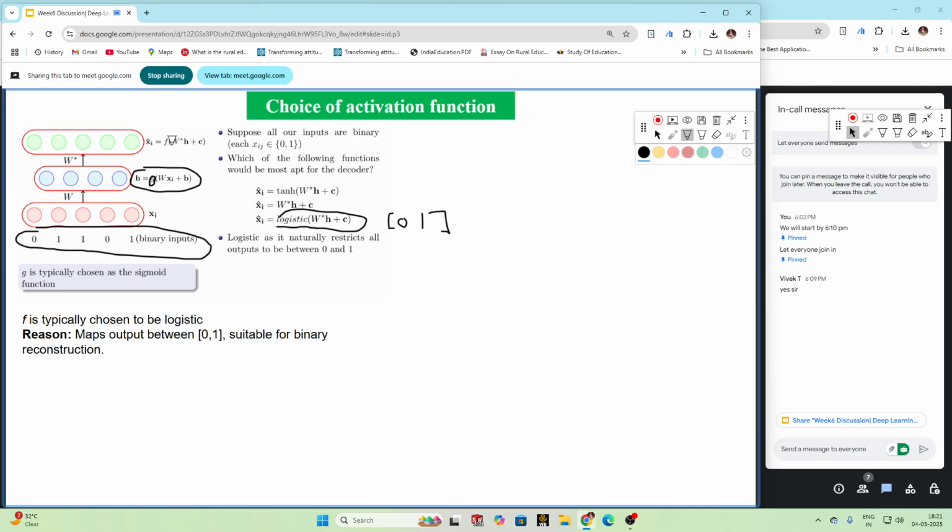Okay, now what is the activation function for the decoding layer or the output layer? The activation function that we are using in the decoding layer is again the logistic function. The tanh function we cannot use. Why can't we use the tanh function? Because the tanh range is from -1 to 1, but our binary input is from 0 to 1. So again we are using a logistic function in the decoding layer. This is the choice of activation function whenever we are talking about binary input.